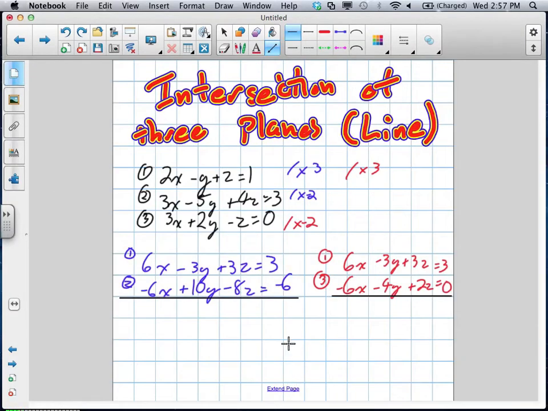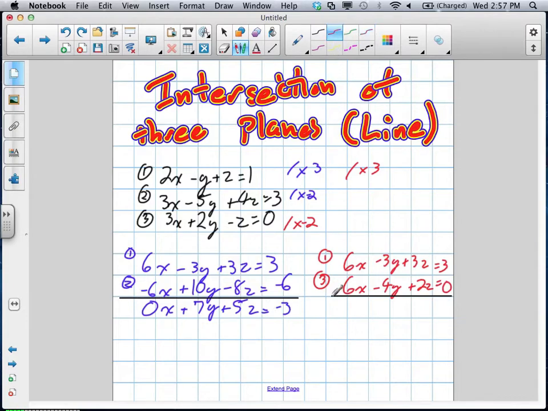From there, we're going to find our 2 new equations. When we add these out, we're going to get 0x plus 7y plus 5z is equal to negative 3, and 0x negative 7y plus 5z is equal to 3.